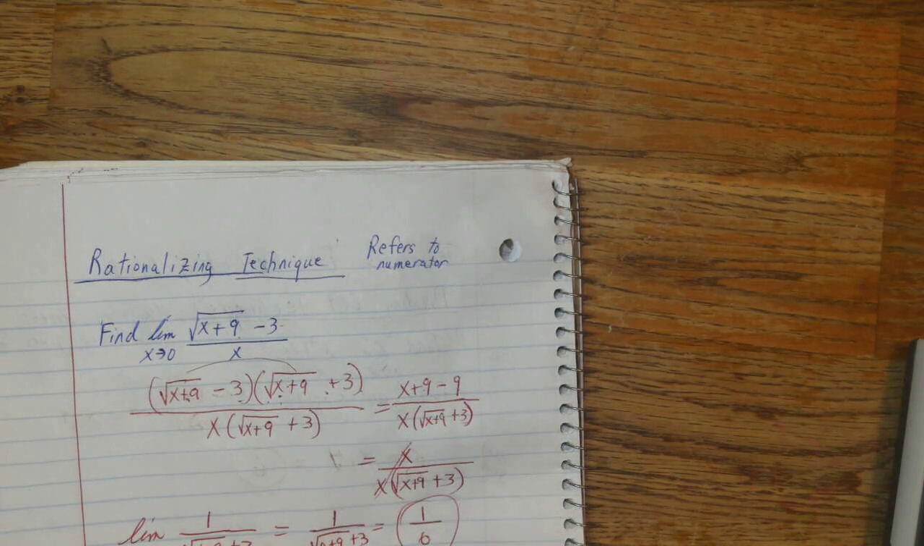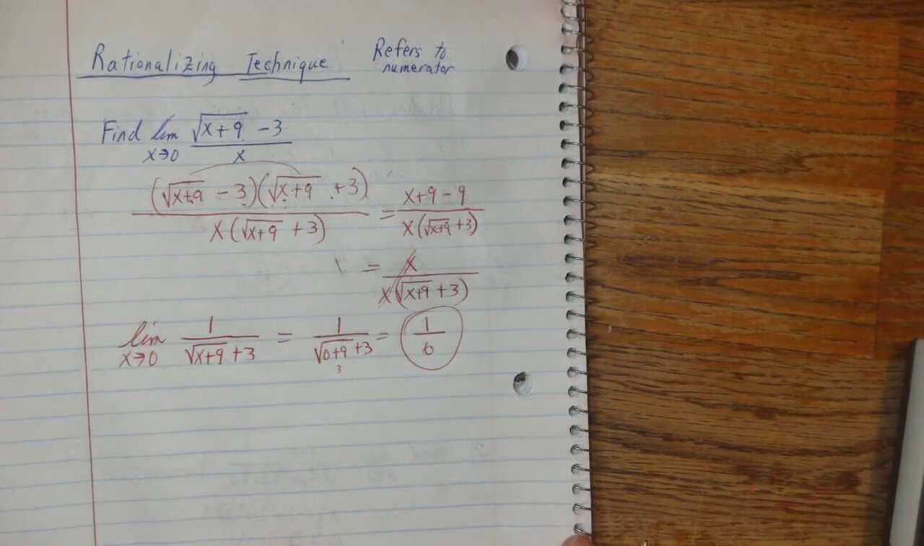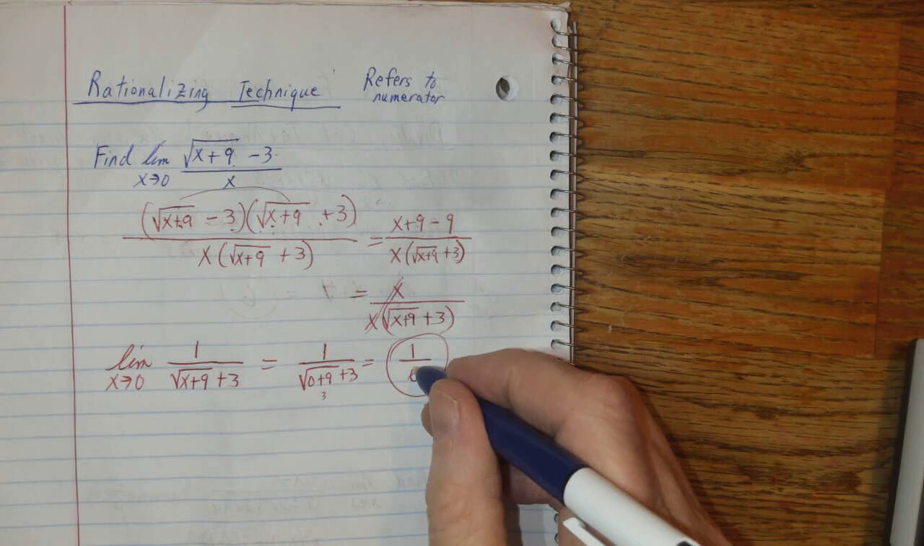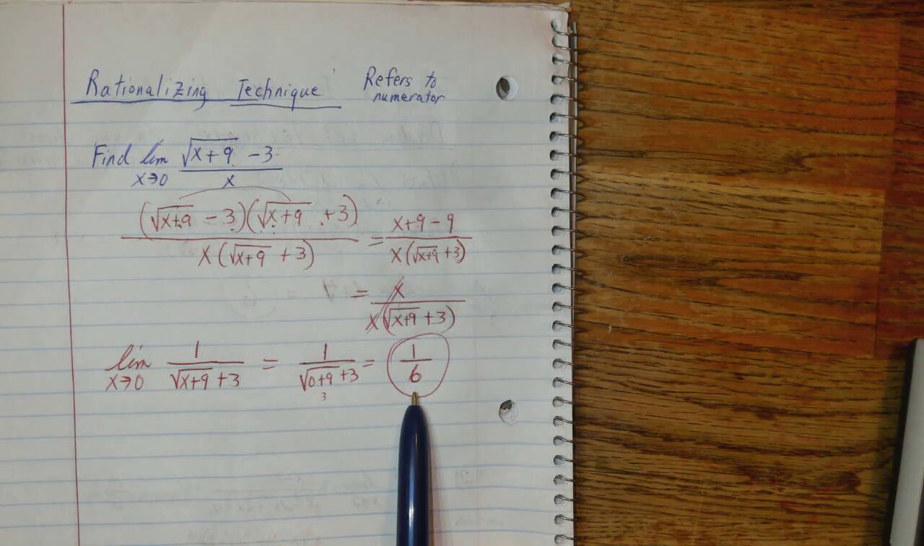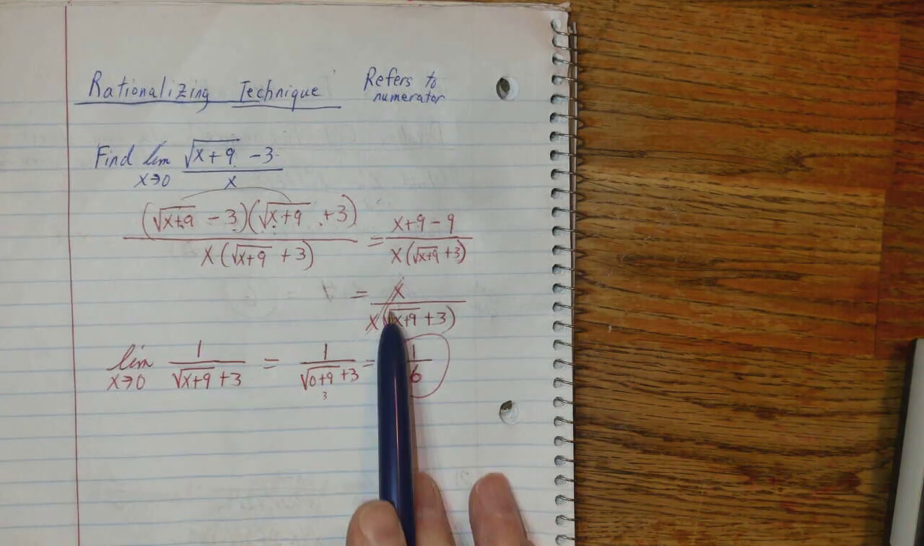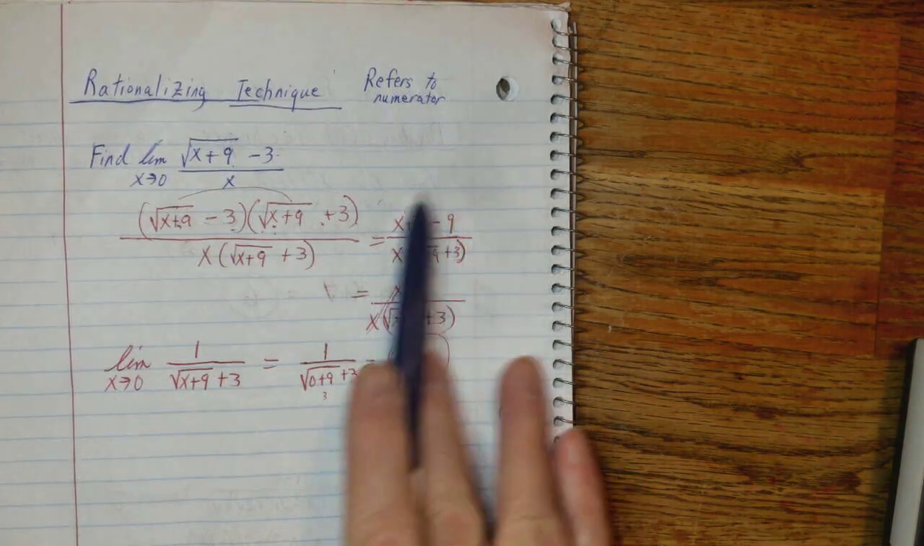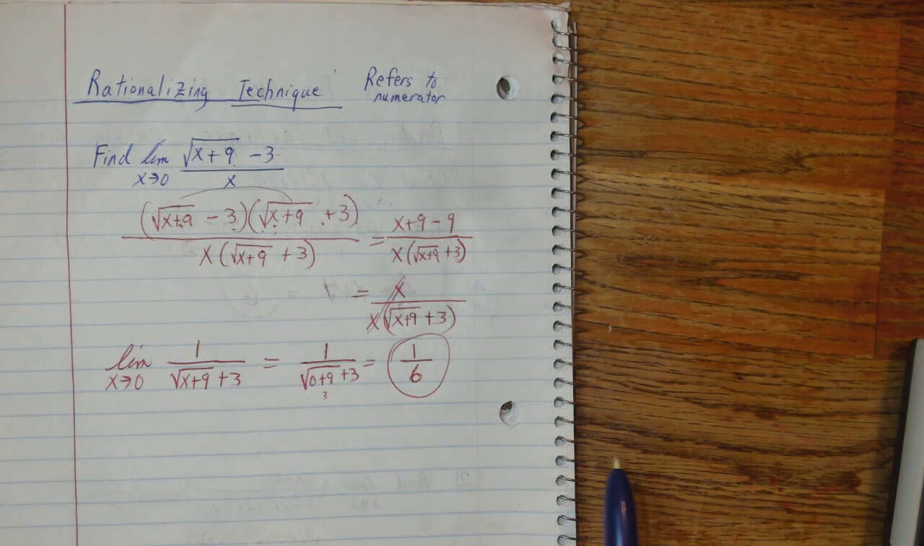So this one is also, I don't know if you saw that or not, I realized I was writing pretty low on the screen there. 1/6. Just plugging the 0 in, after we canceled those x's out when we rationalized the numerator.